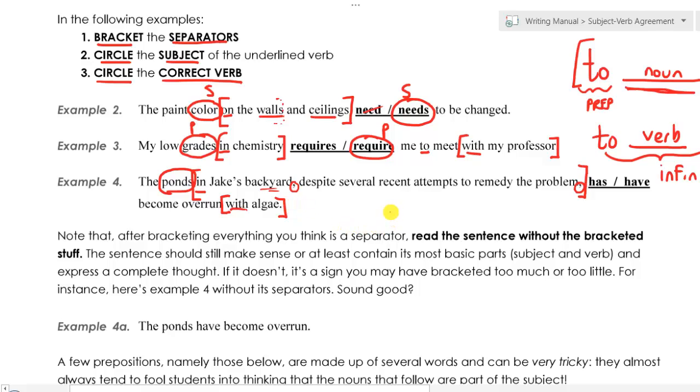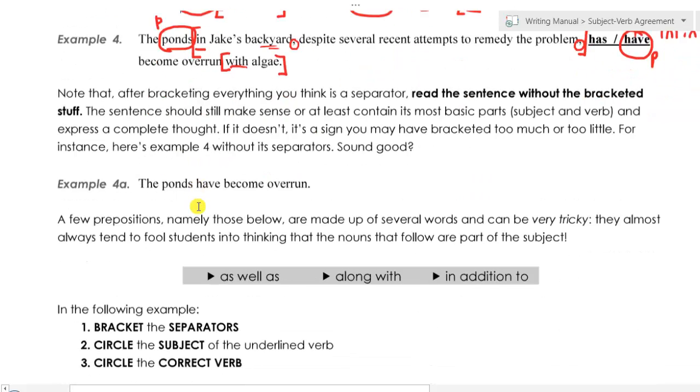So the ponds has or have become overrun. We would say the ponds have become overrun. We have a plural subject. We need a plural verb. So that's examples 2, 3, and 4.